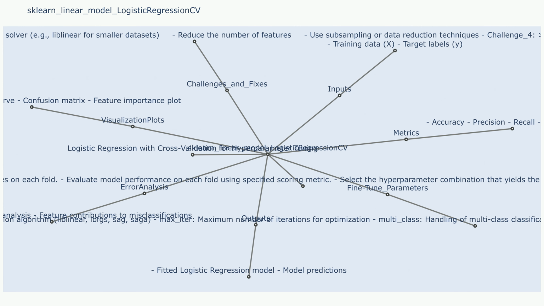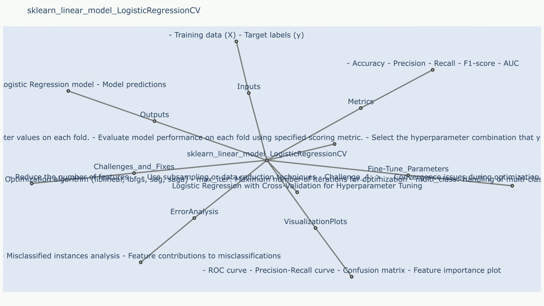Challenge 4. High dimensionality. If the dataset has a large number of features, the model may become complex and prone to overfitting. Sample use case that resulted in challenge 4. When dealing with high-dimensional datasets, the model may struggle to generalize well to unseen data.